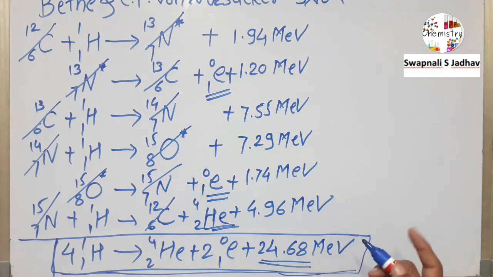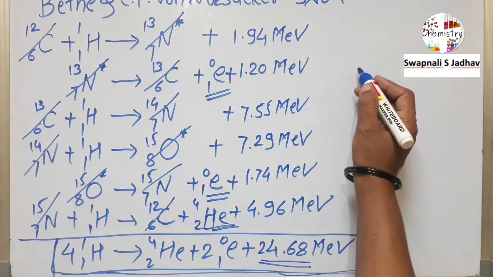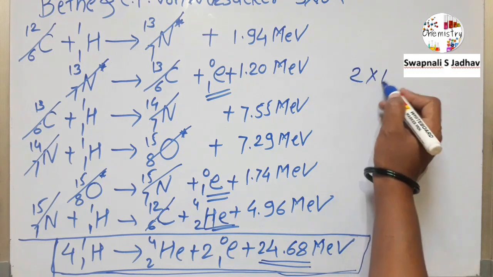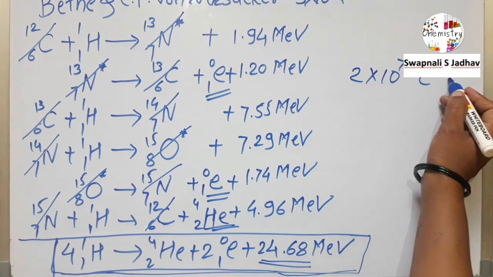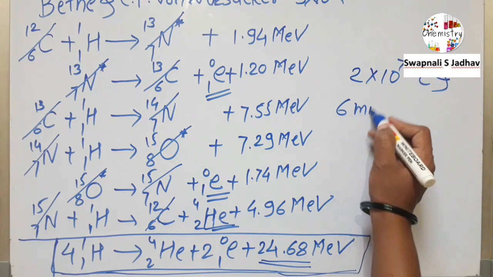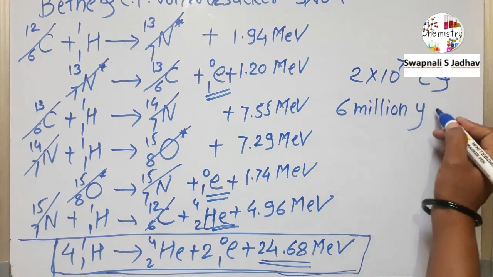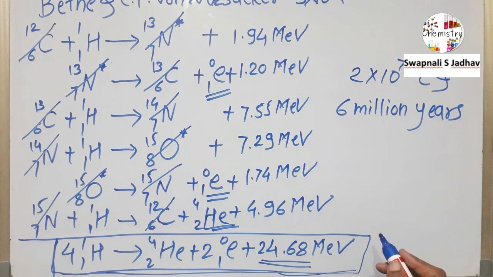But for completion of a single cycle, how much temperature is required? 2 into 10 raised to 7 degrees Celsius, and 6 million years are required. Therefore, such reactions are not suitable for man-made experimentation. Understand? Thus, the principle of nuclear fusion reaction is used in the hydrogen bomb.